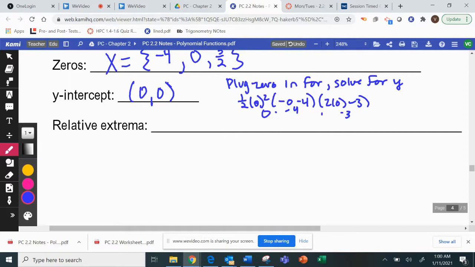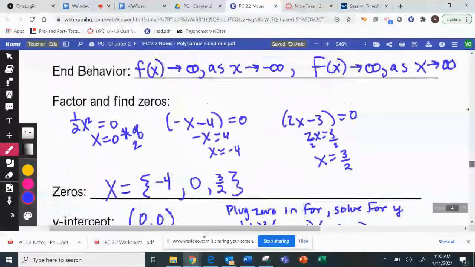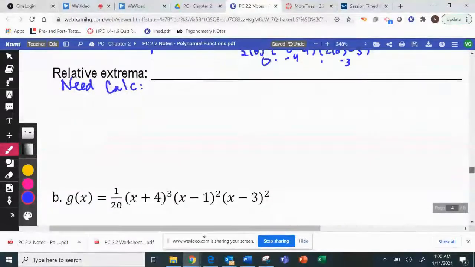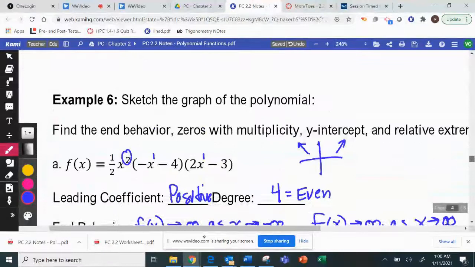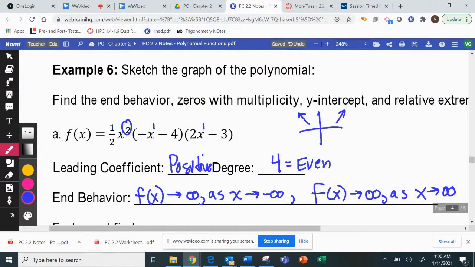Relative extrema. So this you're going to need your calculator for. Let me see if there's anything else before I grab my calculator. Okay, so there's nothing else before I grab my calculator. So what I'm going to do is see if I can plug in my camera so you can see what I'm doing on the calculator.